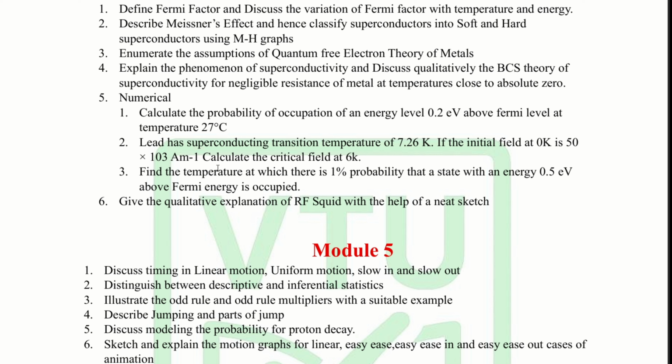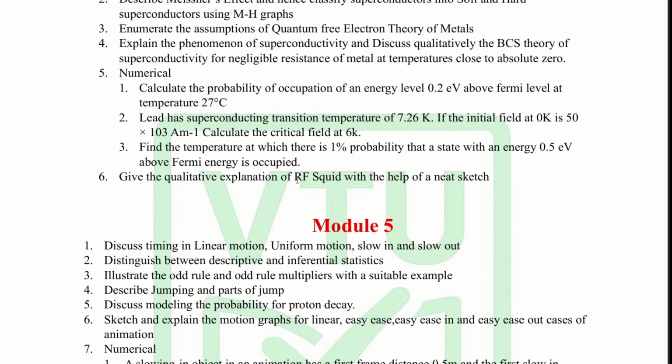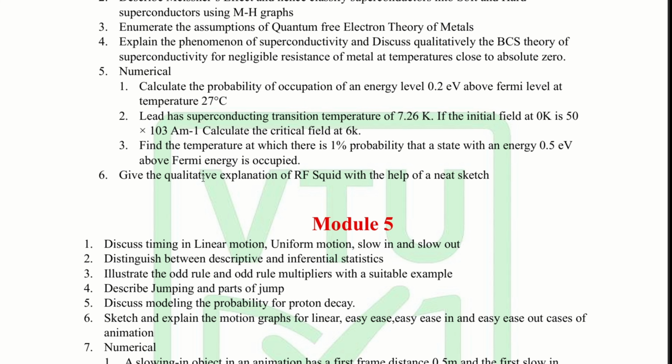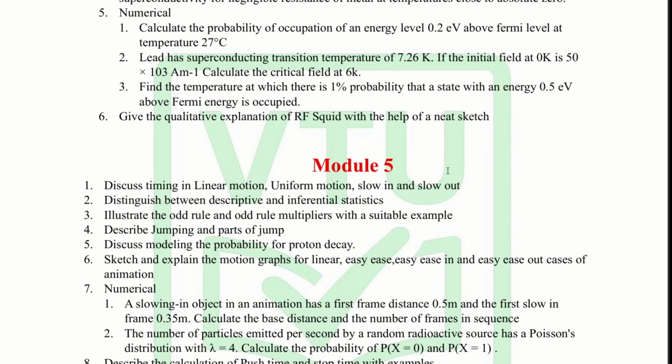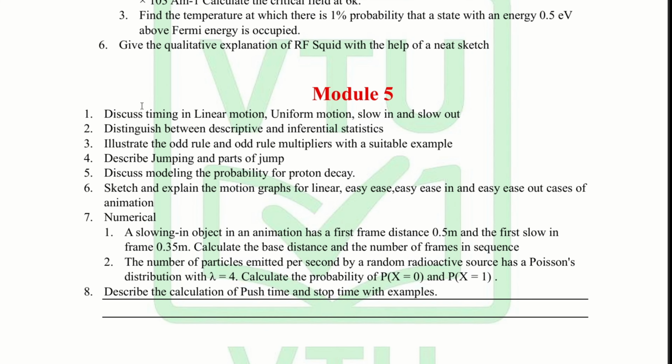Third numerical is find the temperature at which there is a 1% probability that a state with an energy 0.5 electron volt above the Fermi energy is occupied. The last question is give the qualitative explanation of BCS theory with the help of neat sketch. The last module, first question is discuss the timing in linear motion, uniform motion, slow in and slow out.